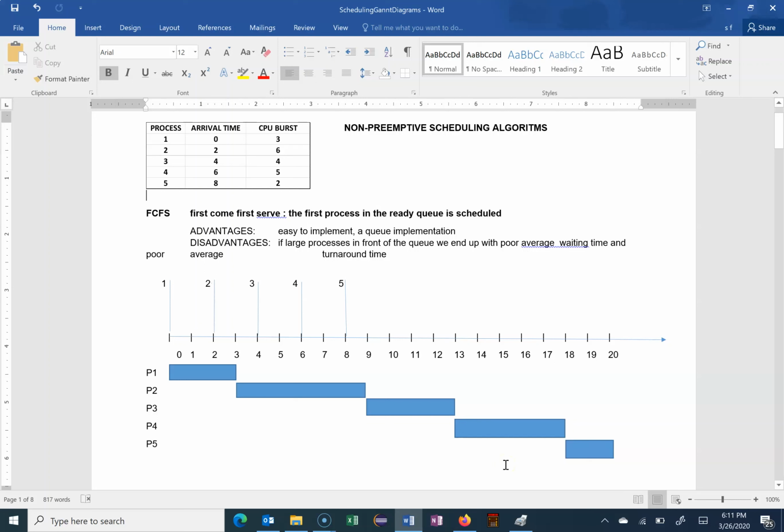Each scheduling algorithm has its advantages and disadvantages. When it comes to first come, first serve, we can see that it's very easy to implement. We don't need to keep track of any specific times. It's just a queue implementation. When it comes to disadvantages, the same as waiting online, if there are very large processes in front of the queue, then everybody else that is behind them will have to wait. So in the end, we're gonna have a poor average waiting time and a poor average turnaround time.